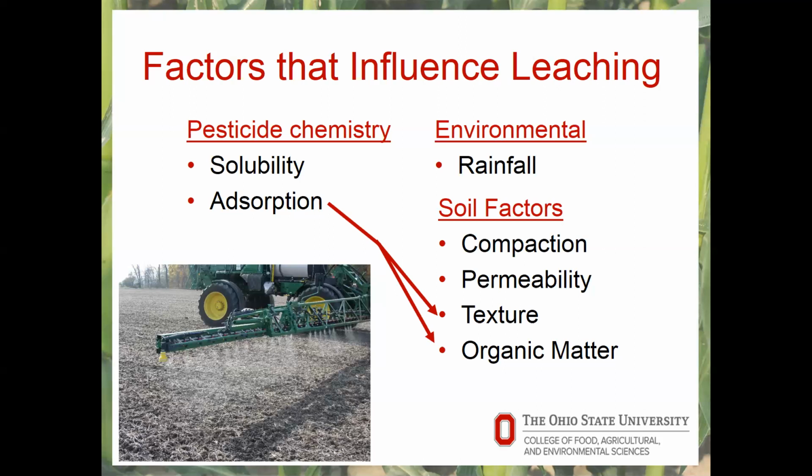As leaching occurs, soil factors are also important. Highly permeable and less compacted soils are more at risk for leaching. Two other important soil factors include soil texture, which is the particle size of the soil, and its organic matter content. Both of these factors affect how much the pesticide can be absorbed in a soil and whether it will move through the soil profile.